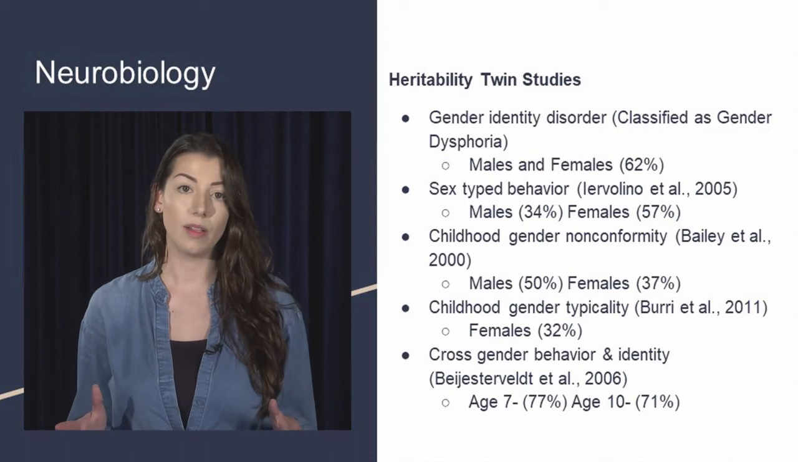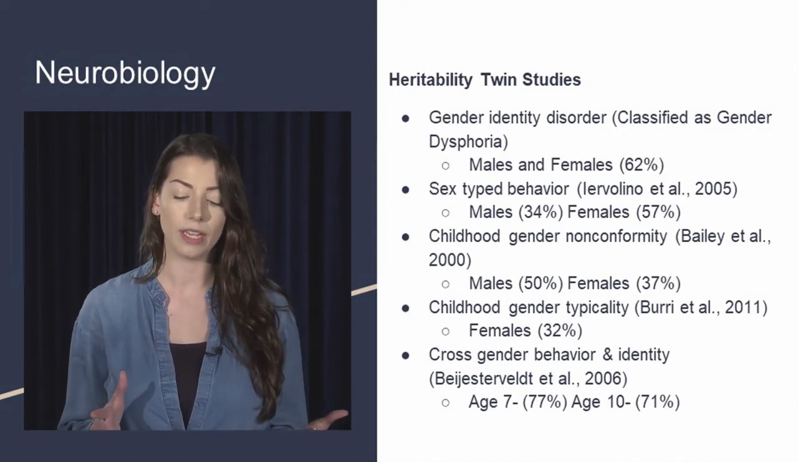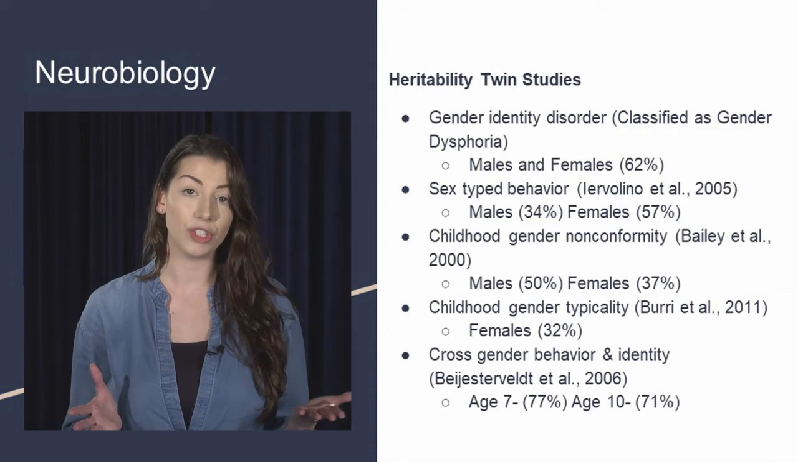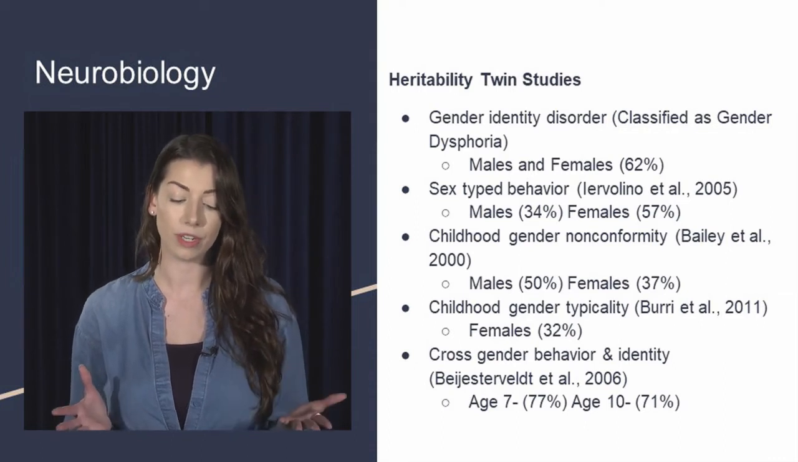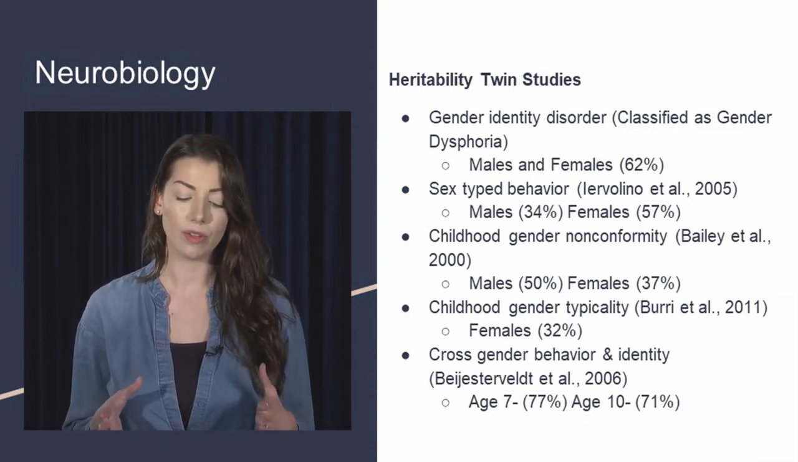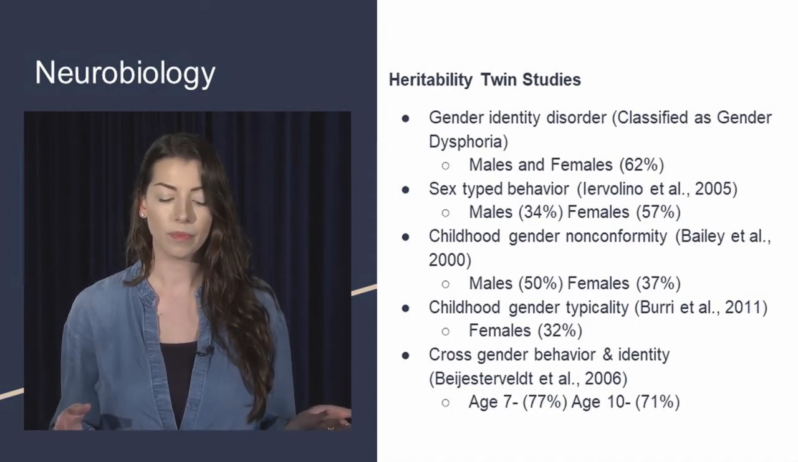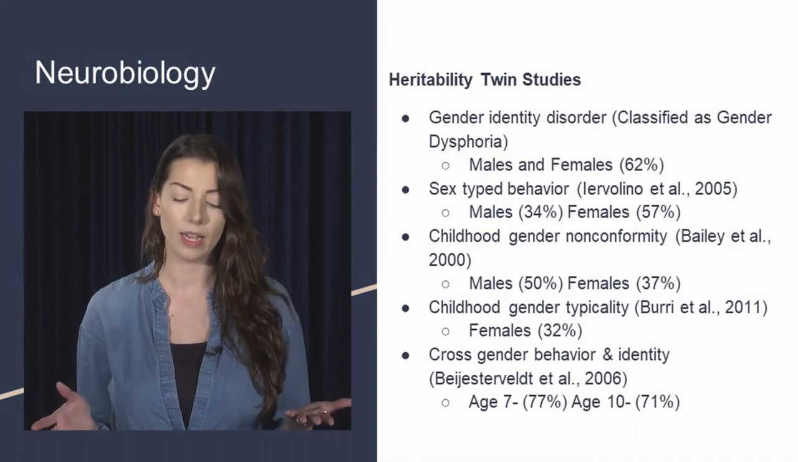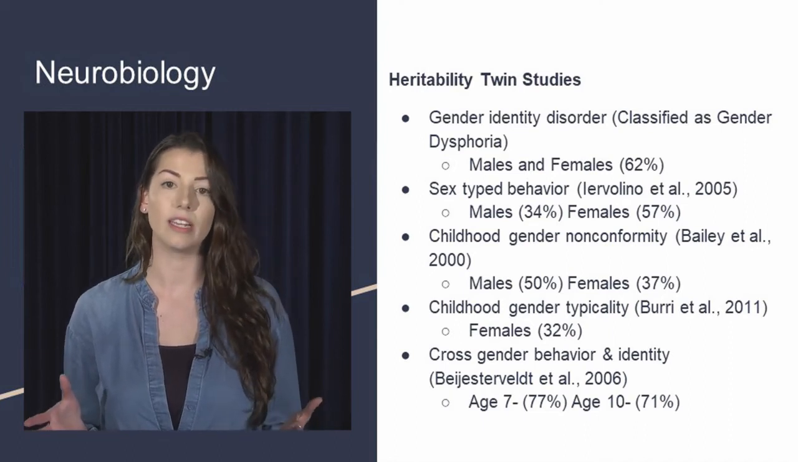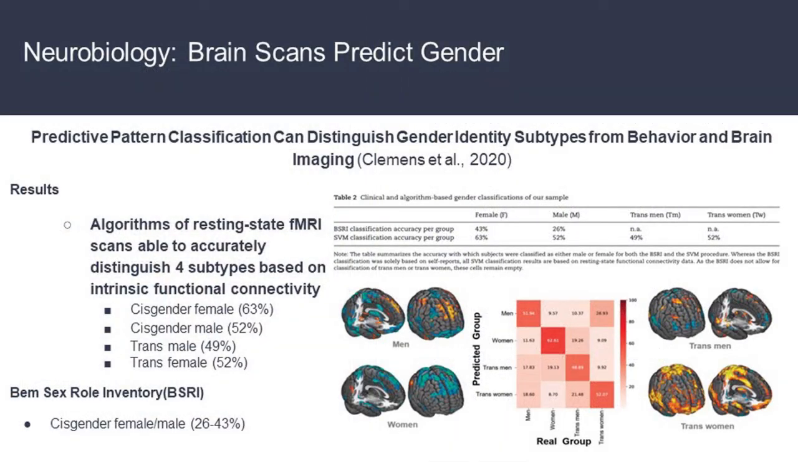The third study measured childhood gender nonconformity, which is also known as not demonstrating traditionally assumed gendered behaviors. It was found that heritability for males was 50%, and for females, it was 37%. As you can see, there are many more studies to back up the genetic element of gender identity. New research even suggests that brain scans can accurately predict gender identity. These researchers focused on 4 types of gender: cisgender male, cisgender female, trans male, and trans female.